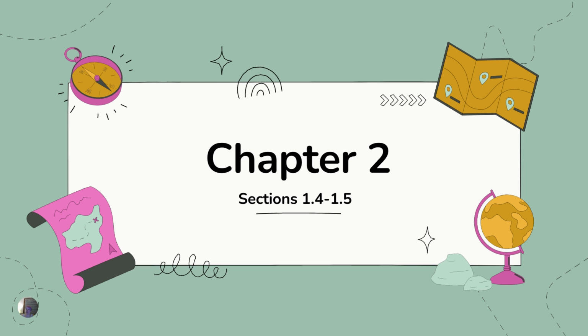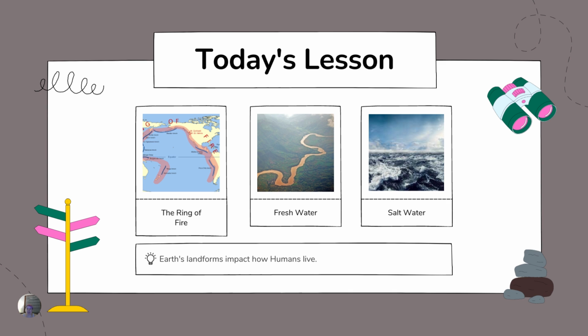Today we are going to do our last lecture for Unit 1, which is on Chapter 2, Sections 1.4 and 1.5. In today's lesson, we're going to look at the Ring of Fire, and then we're going to look at some freshwater characteristics and saltwater characteristics. So I want to remind everybody that this is important to look at because Earth's landforms and what Earth is made of impact how humans live. It can change what types of things go on there, like if they can farm or if they can raise domesticated animals or things like that, and also can pretty drastically change how many people can live there, or if people can live there at all.